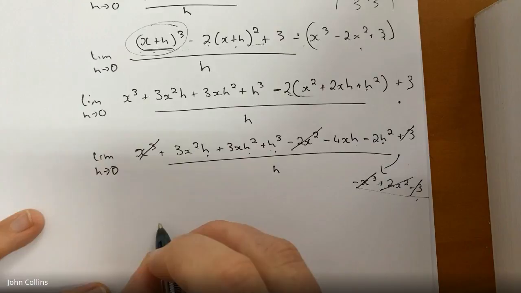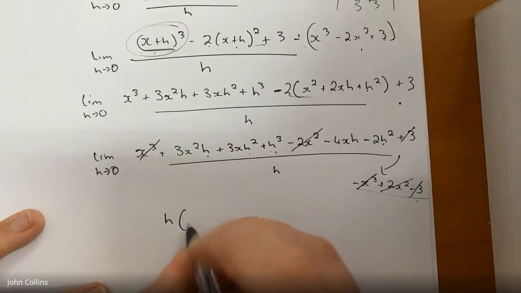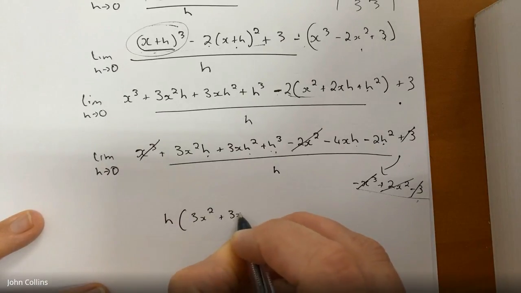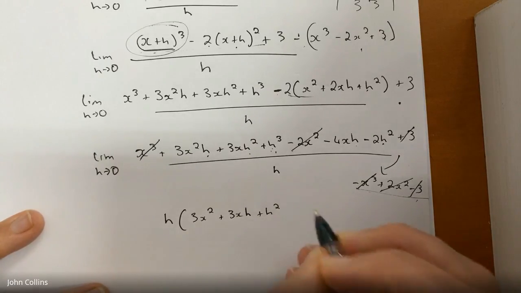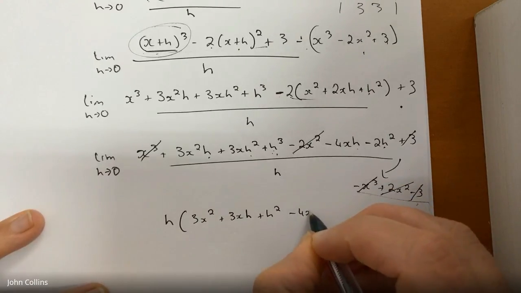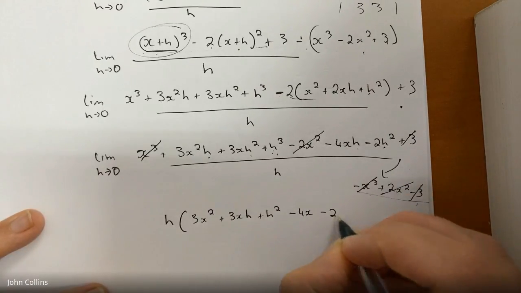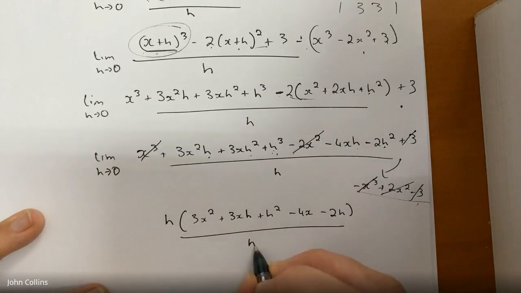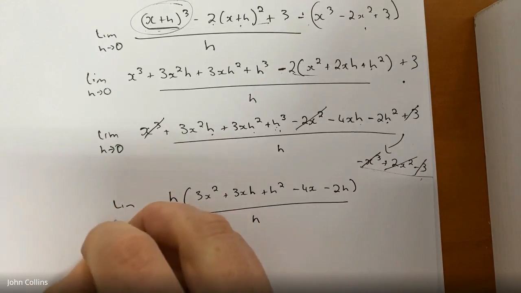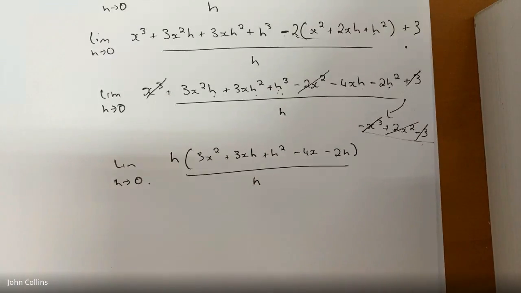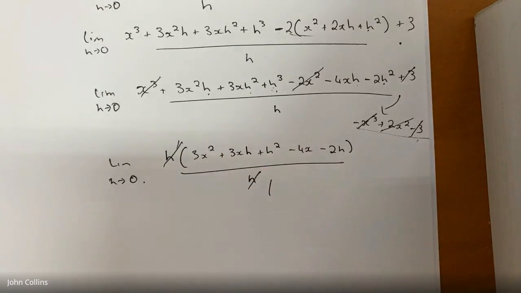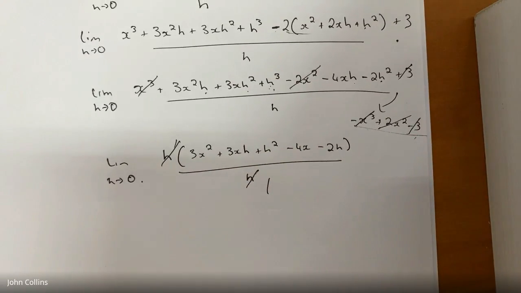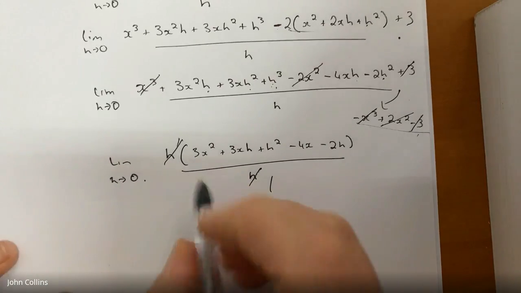So let's do that. H times, well, that's 3x squared plus 3xh. That's plus h squared. And factoring minus 4x, well, h is gone from that one, minus 2h, all over h. Limit as h approaches 0 still. Okay, that goes into that once. So I've 1 at the bottom, which is great, which now means I can apply my limit, because no longer will a 0 mess this up. So let's apply the limit.